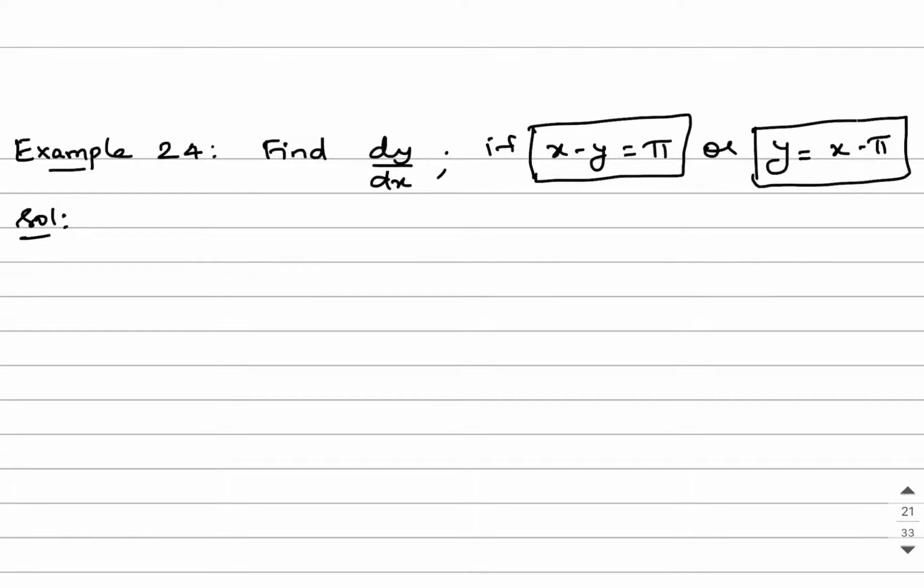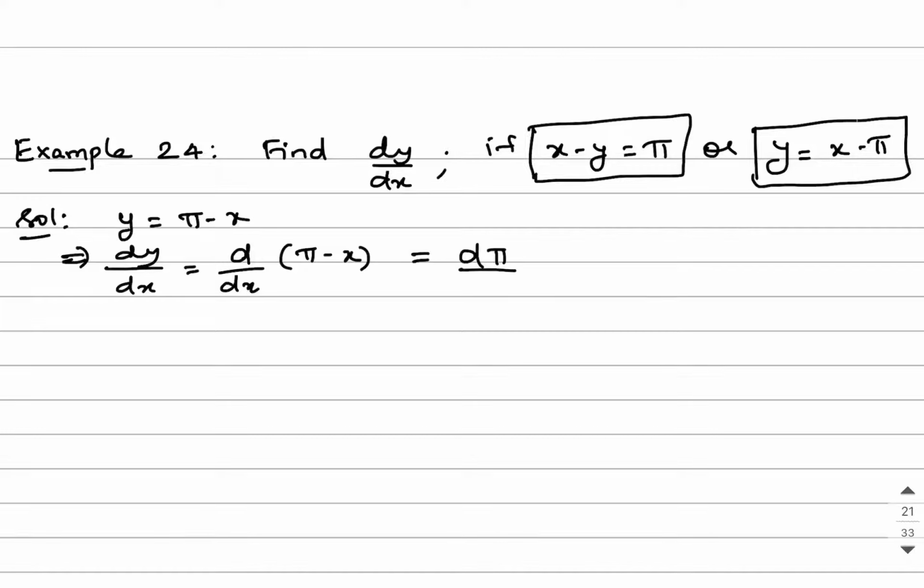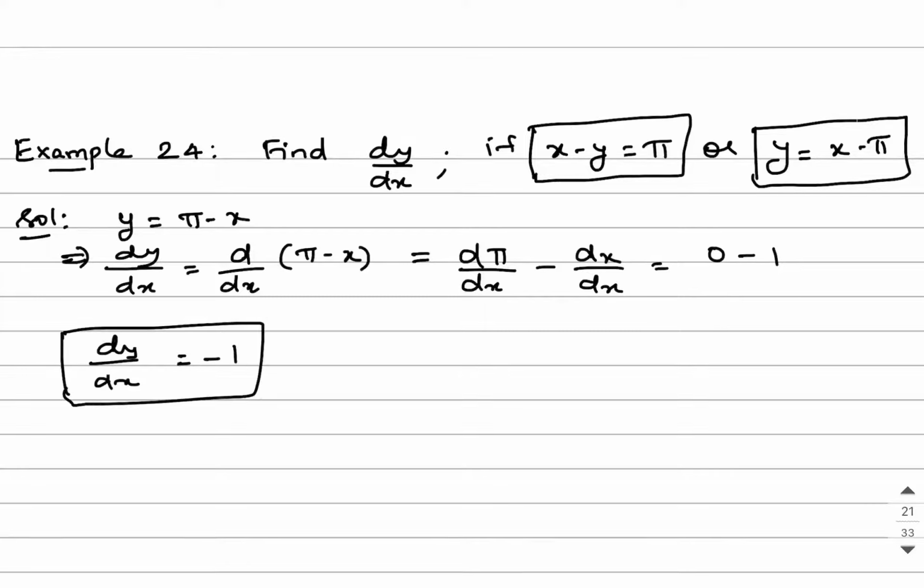If I write y is equal to pi minus x, then dy by dx will be equal to d by dx of pi minus x. So that will be derivative of pi with respect to x minus derivative of x with respect to x. Derivative of pi is 0 minus 1. So dy by dx in this case is going to be minus 1.